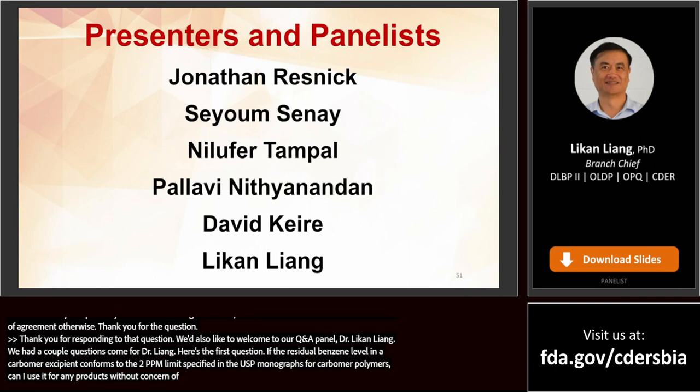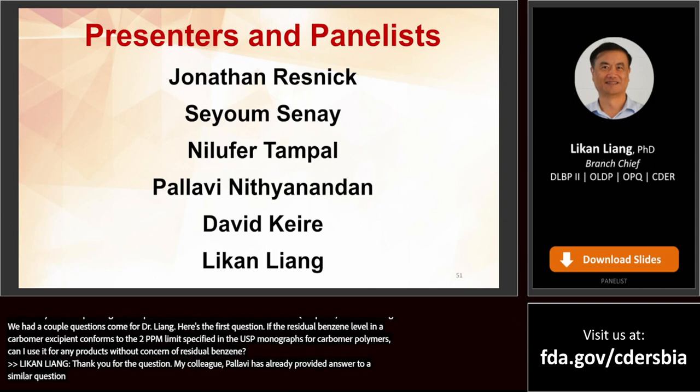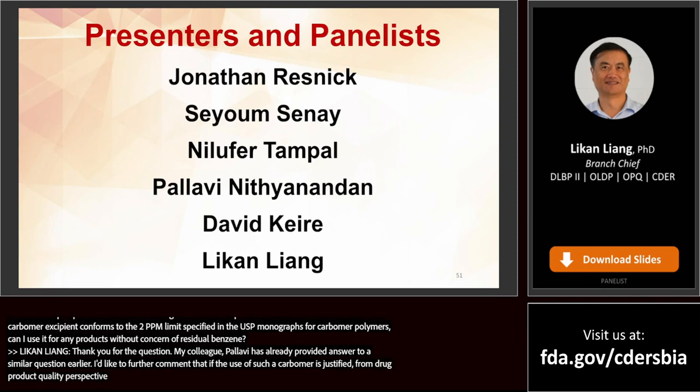My colleague Pallavi has already provided an answer to a similar question earlier. I'd like to further comment that if the use of such a carbomer is justified from a drug product quality perspective, USP tests and limits are considered minimum requirements. Additional consideration may need to be taken depending on the drug product involved.